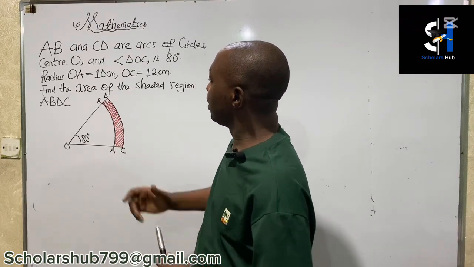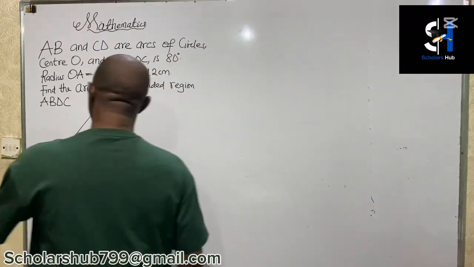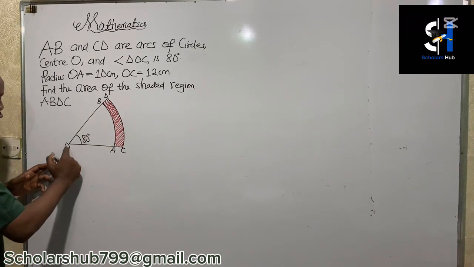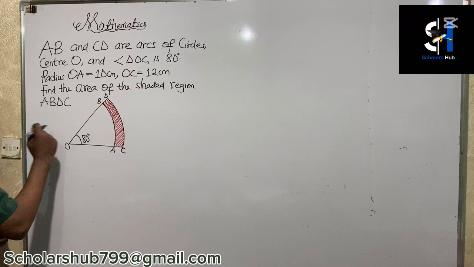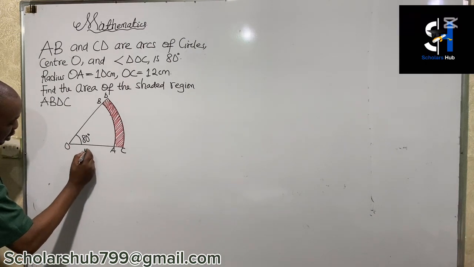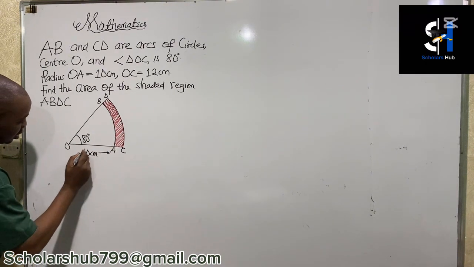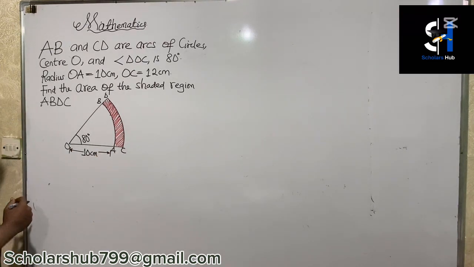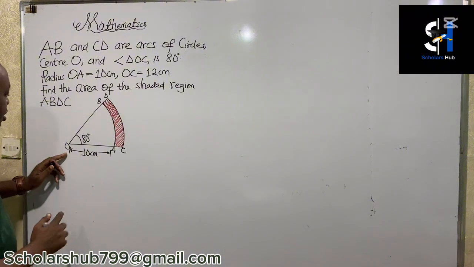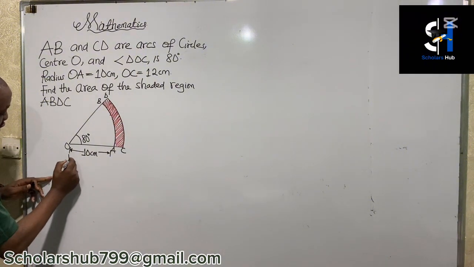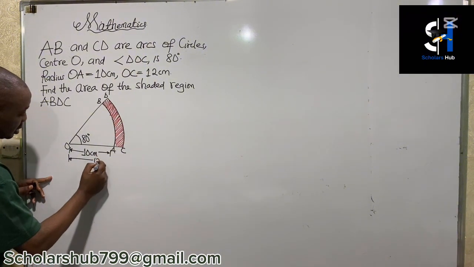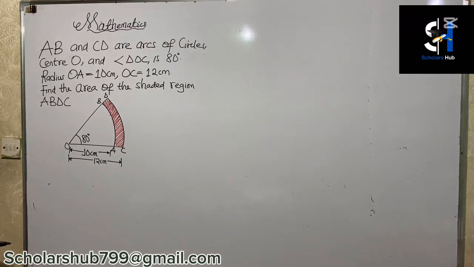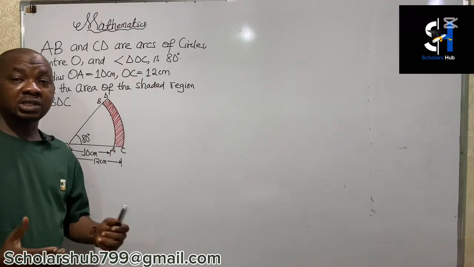We are given the length of radius OA. The radius OA is 10 centimeters, according to the question. But the radius OC, that's from O to C, is 12 centimeters. So we want to find the area of the shaded region.